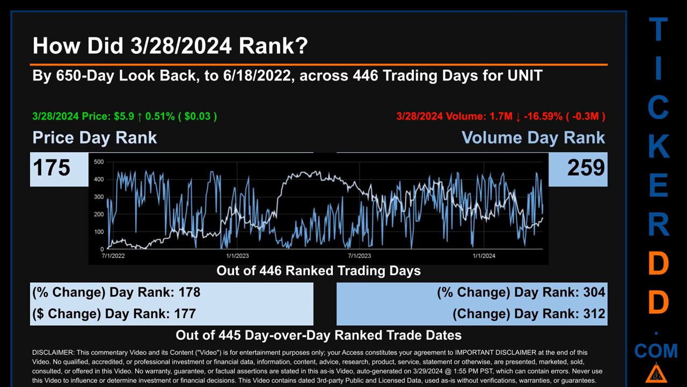Each of the 446 trading days were ranked amongst themselves by highest end-of-day price and volume, with a rank of 1 being the highest and 446 being the lowest ranked day. The price's day-over-day percentage change, jumping 0.51% on March 28, 2024, had a day rank of 178 while its dollar difference of 3 cents had a rank of 177 when compared day over day across 445 trading days. Volume's percentage change and difference were ranked respectively at 304 and 312.